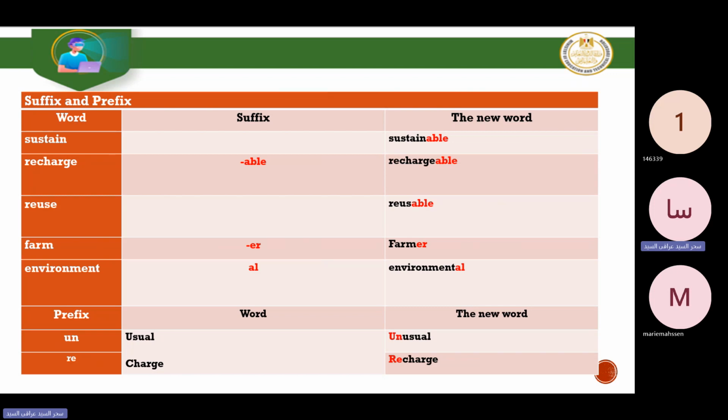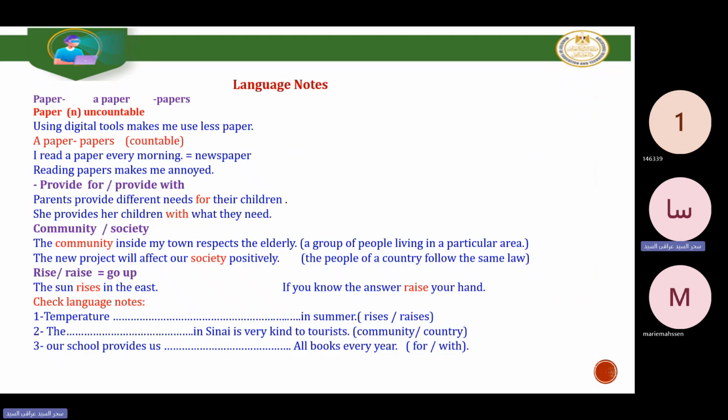Okay? Now we are going to have some language notes. How can we differentiate between the words paper, a paper, and papers? The word paper, when it means paper in general, is uncountable. For example, using digital tools makes me use less paper. We mean here paper in general.